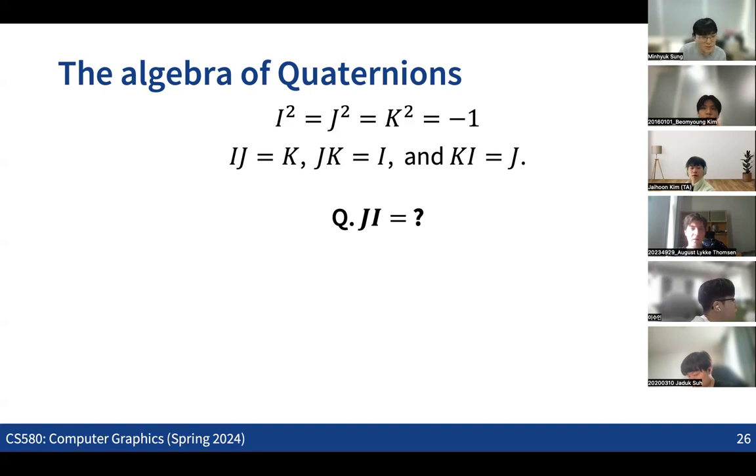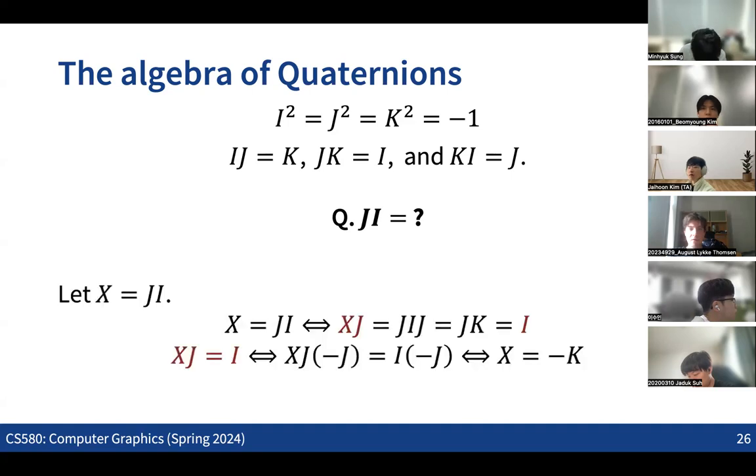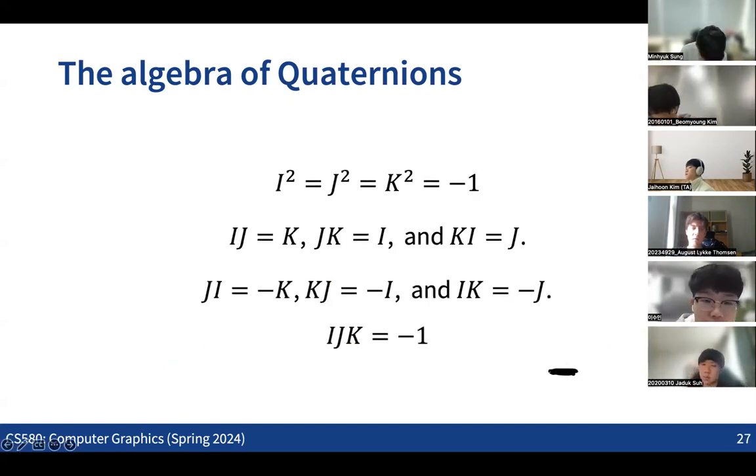Some of you might just remember what the answer is, but you can also derive it in multiple ways. If you derive it, you find that j times i becomes minus k. Check this out yourself. These are the essential properties of quaternions.